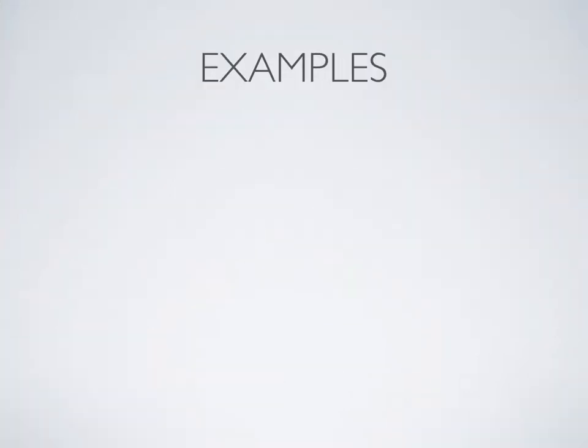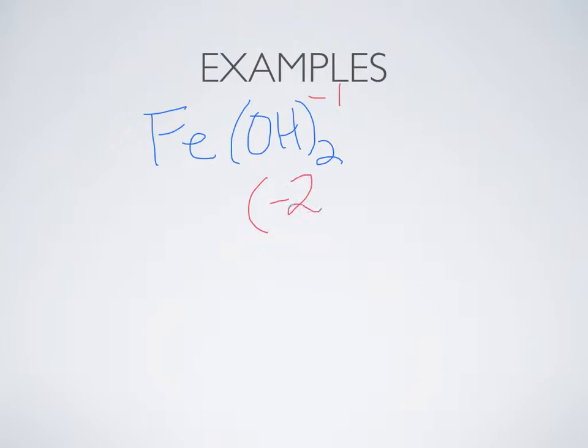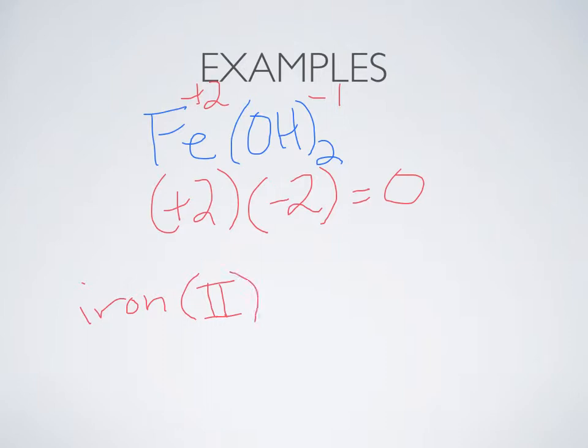Let's do another example. So we'll start with Fe(OH)2 in brackets. And again, this is balanced. So I know this is -1. So my overall charge is -2. So to make 0, I need to say this is +2. And since I only have 1, this has to be +2. So I'm iron, Roman numeral 2, because my charge is +2, hydroxide.